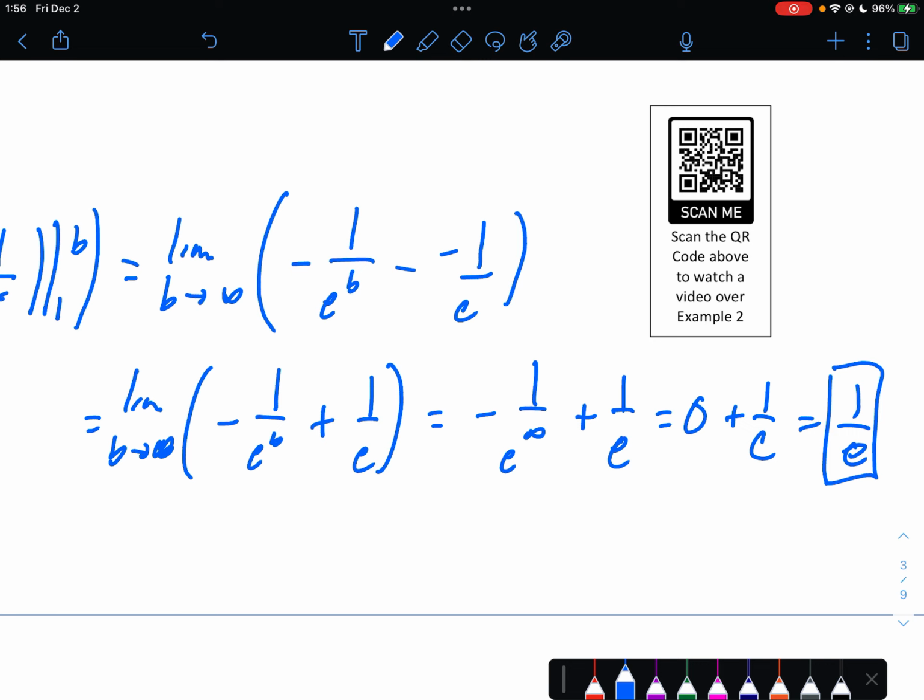Basically what that means is it's never going to actually be 1 over e, but as we get our upper bound closer and closer to infinity, our integral is getting closer and closer to 1 over e.